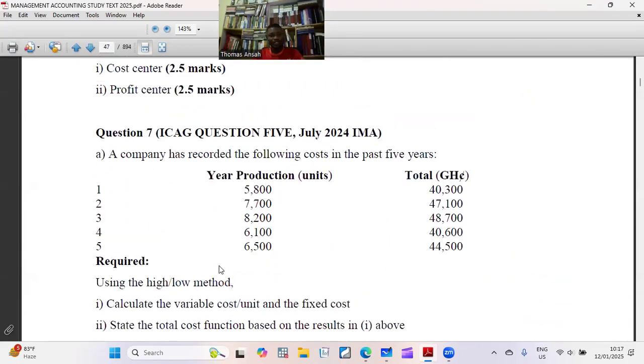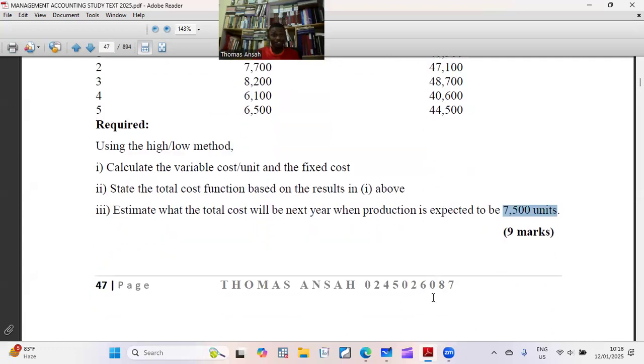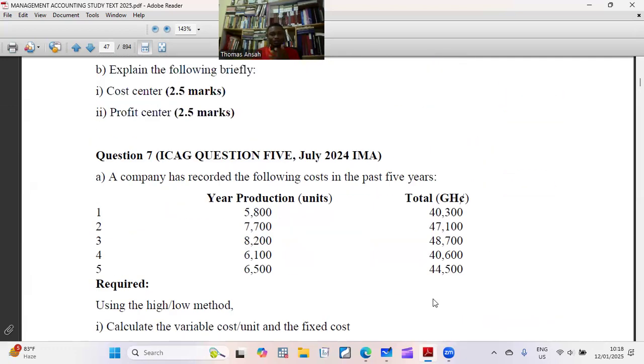So, the solutions are the high-low method. Calculate the variable cost and the fixed cost. So which one is high, which one is low? Be careful. This is the highest one. You see where it is? So you pick this one and you pick this one. Which one is the lowest one? You pick this one and you pick this one. Calculate the variable cost. So finish it and use the cost function. And they said to estimate the total cost if it is 7,500. The fixed cost that you will get will be the same. And the variable cost you will multiply with the variable cost per unit to this one. The same thing we did. 9 marks. All right. So basically that is that.